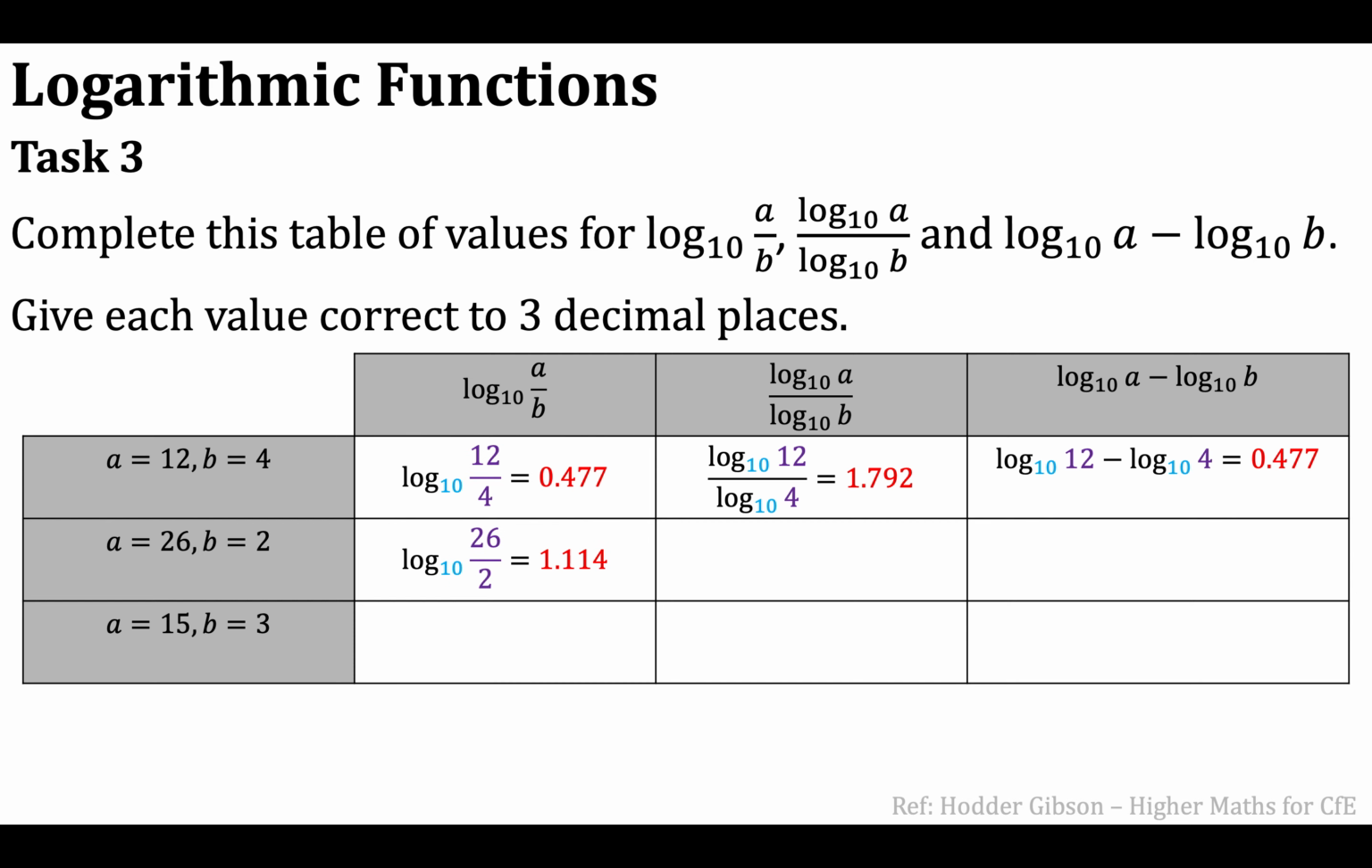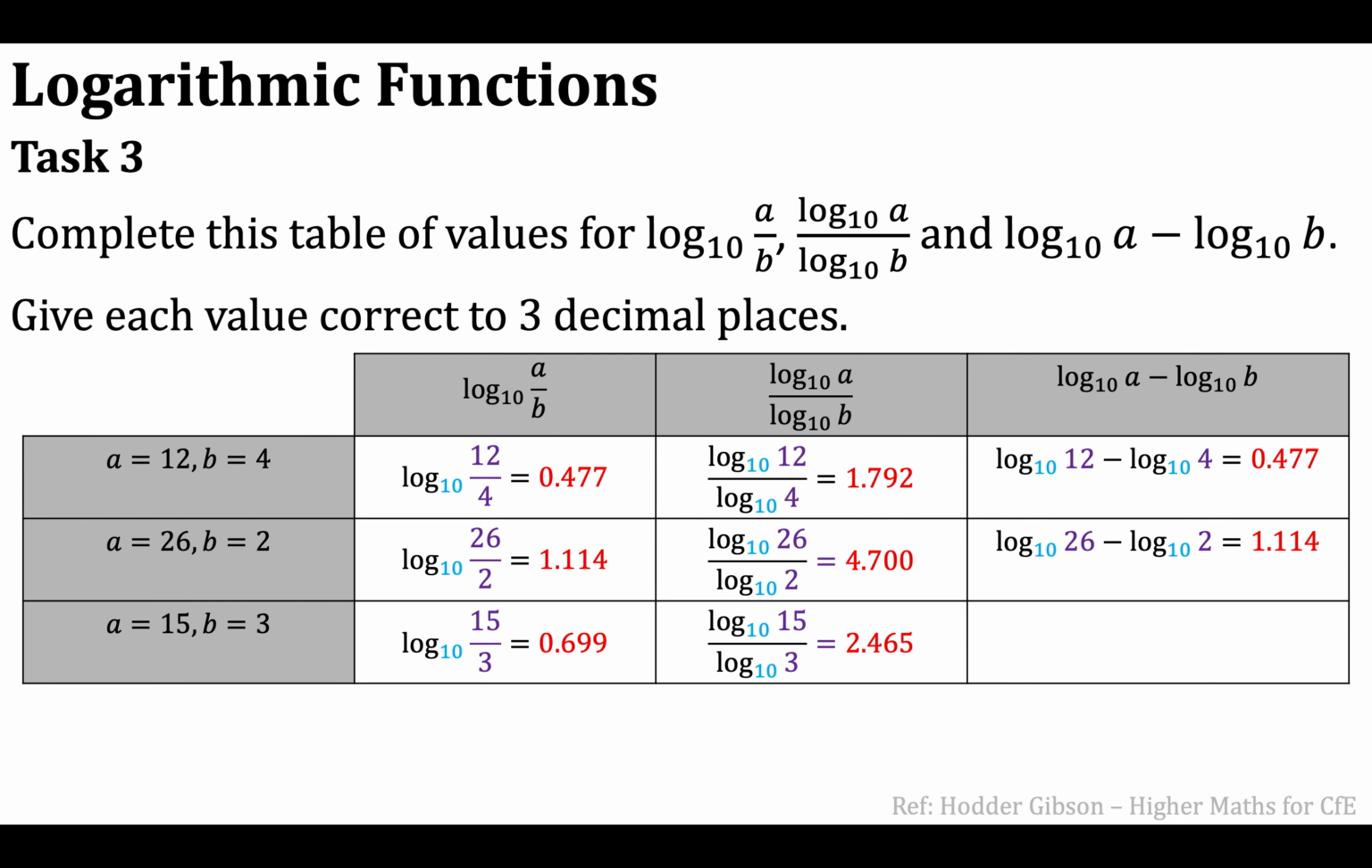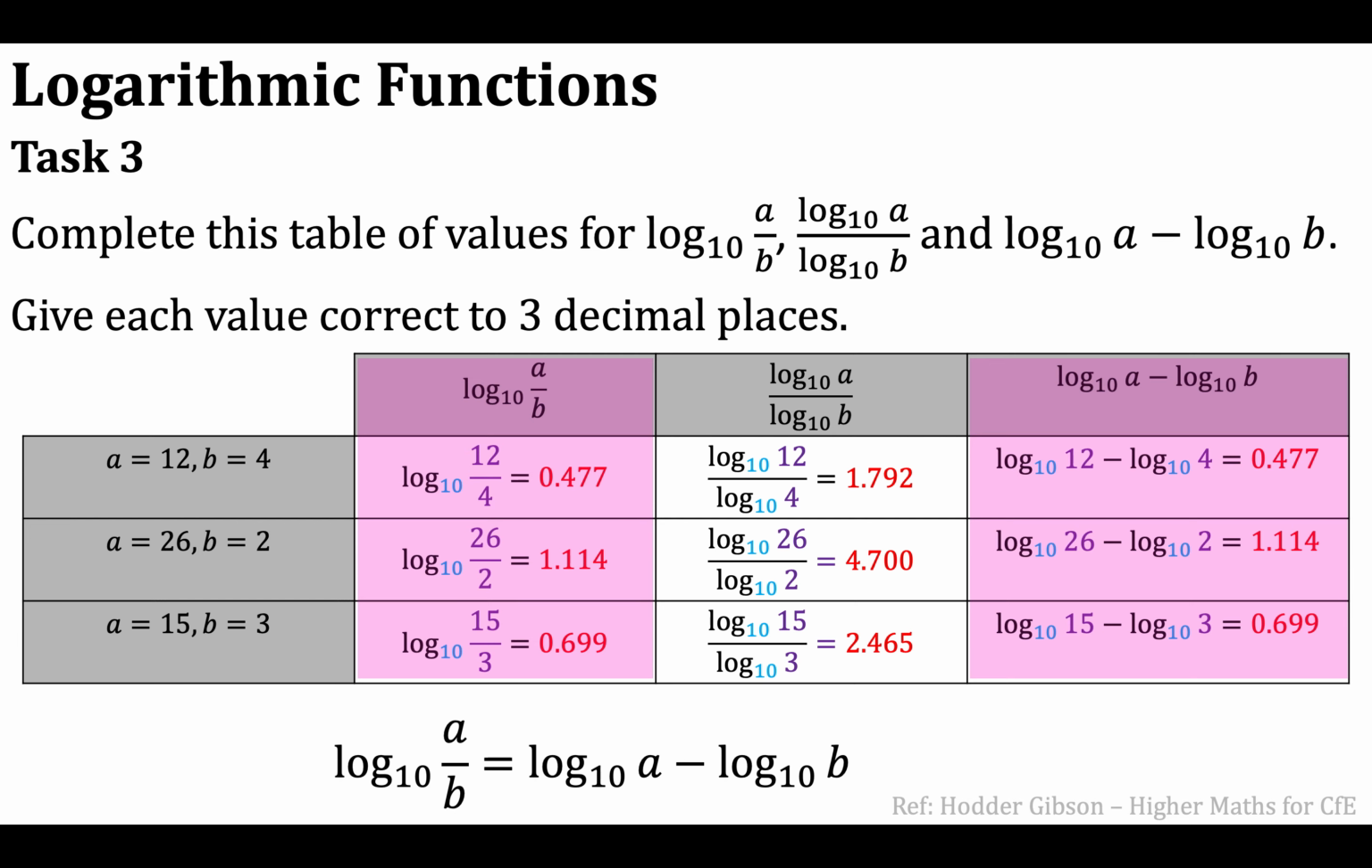The next row, we should have 1.114, 4.700 and 1.114. And in the last row we should have 0.699, 2.465 and 0.699. And hopefully, folks, you've noticed that your first column and your last column have given you the same values. So we can conclude from here that log to the base 10 of a over b is equal to log to the base 10 of a minus log to the base 10 of b.